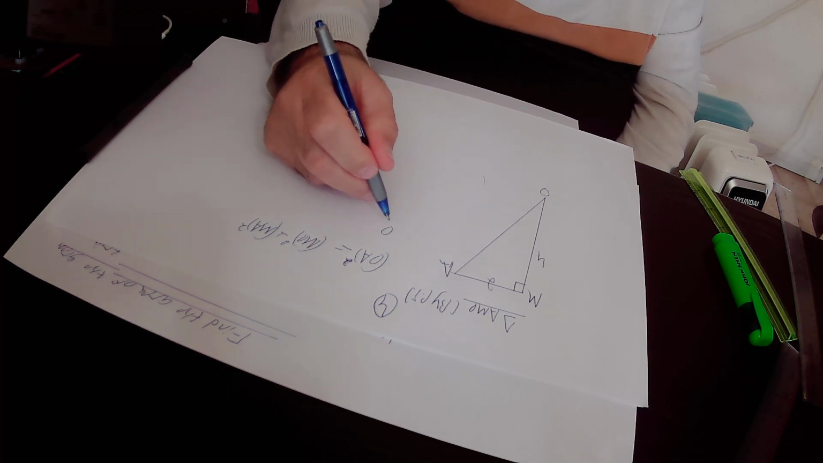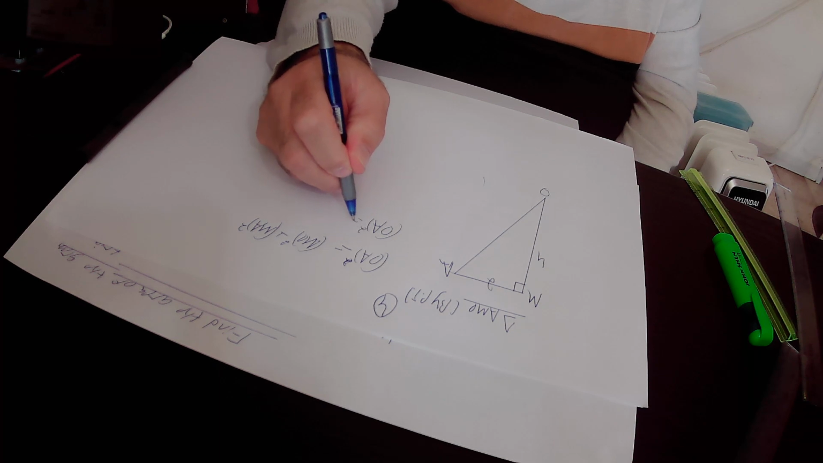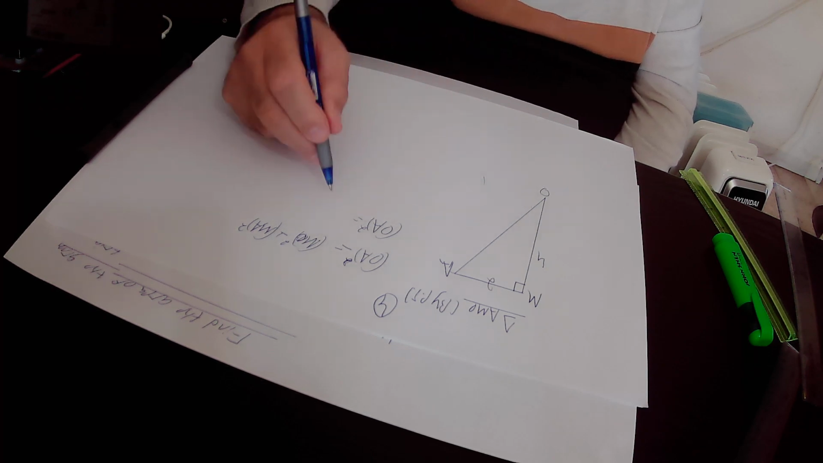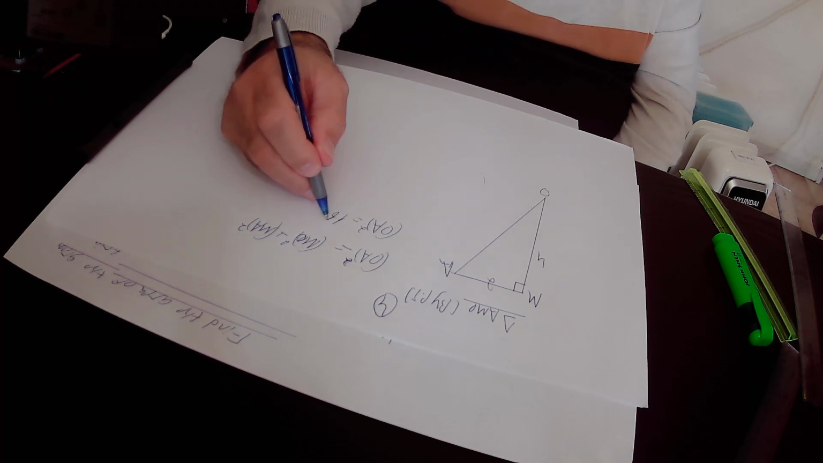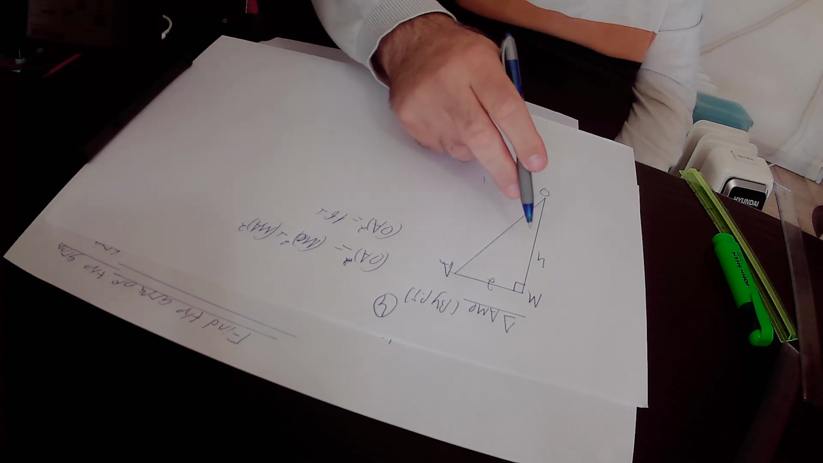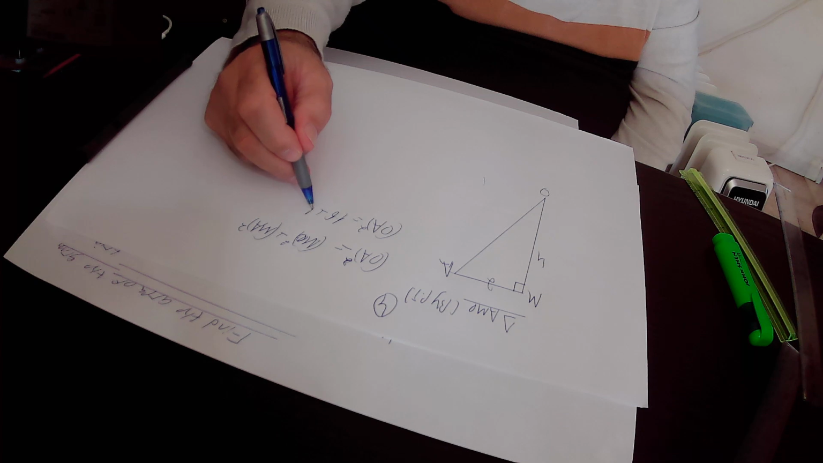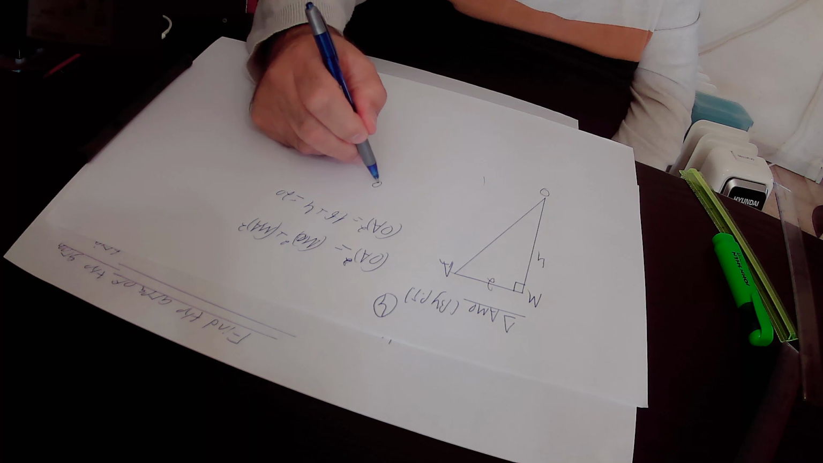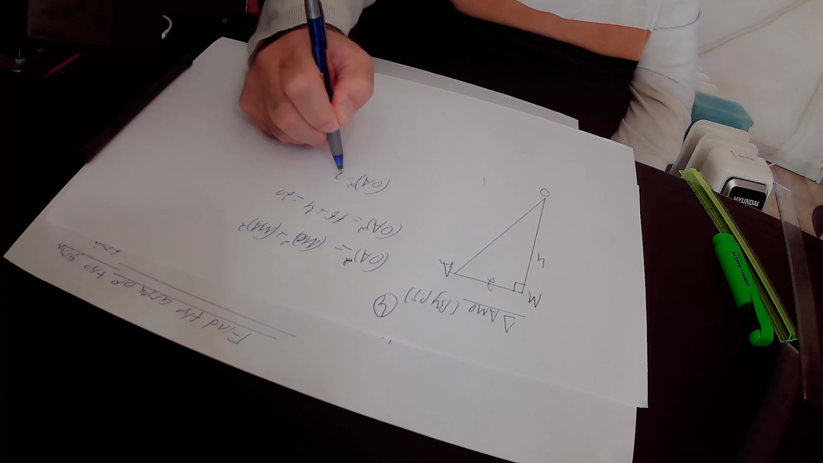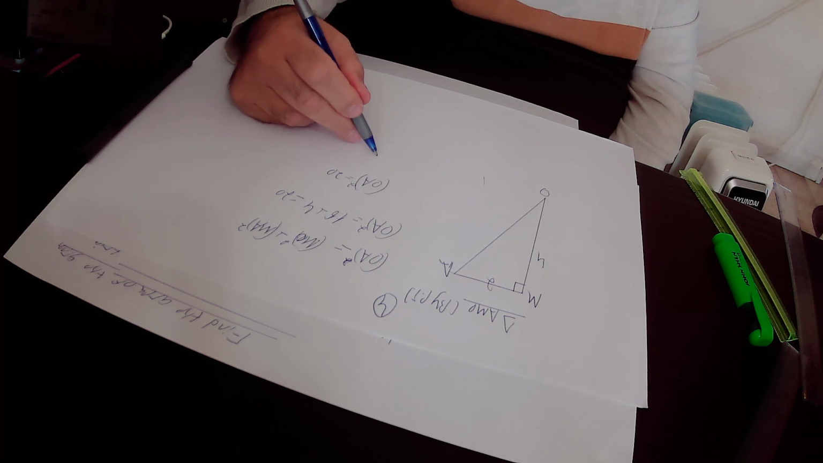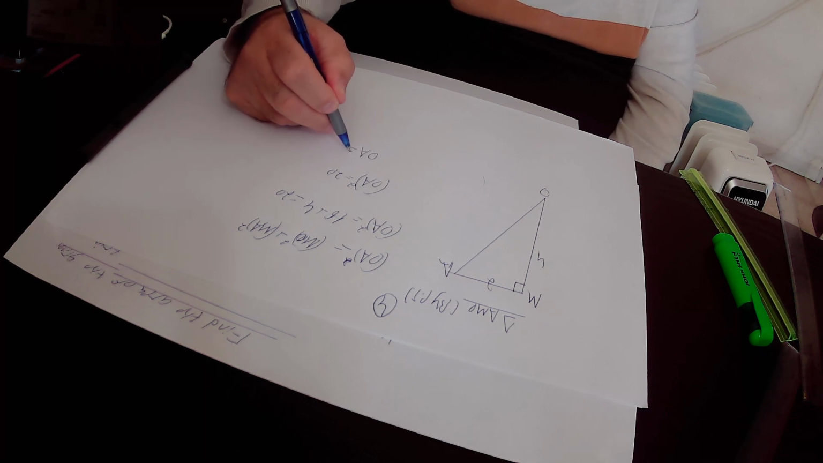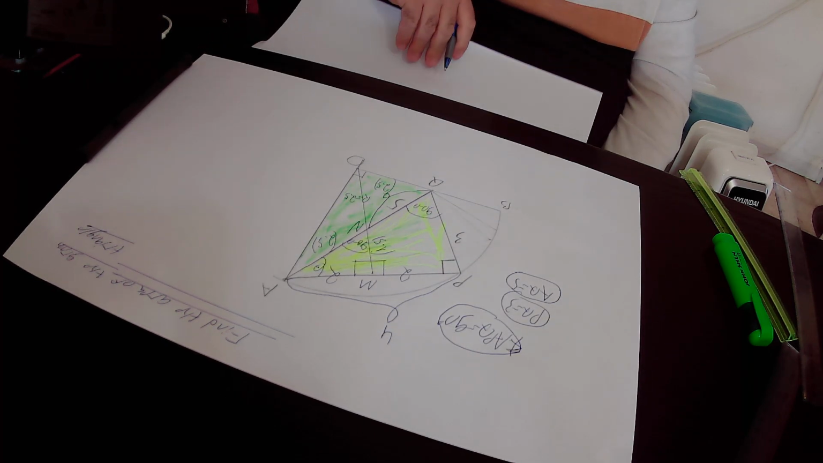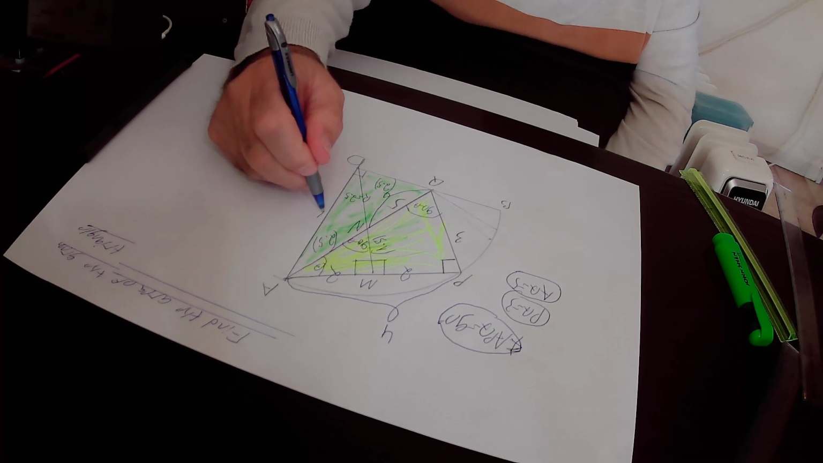So OA squared, the square of the hypotenuse, equals MO squared. MO is 4, therefore MO squared is 4 squared, that is 16, plus AM squared. AM is 2, therefore AM squared is 2 squared, that is 4. So 16 plus 4 is 20, so we found that OA squared equals 20. Here we'll take the root of this equation, and finally we get that OA equals the square root of 20 units.